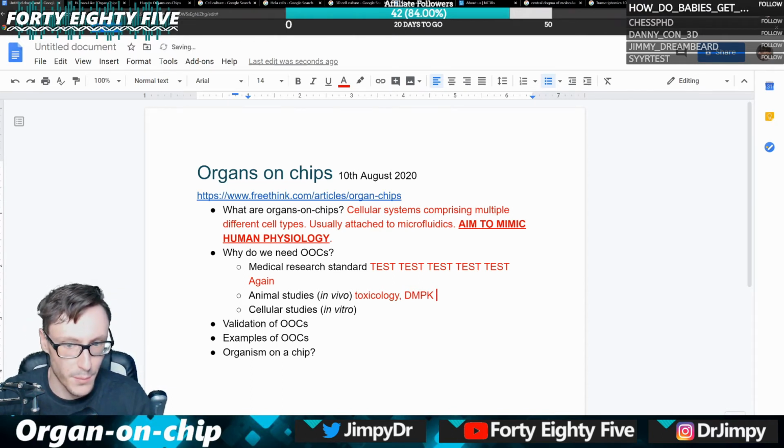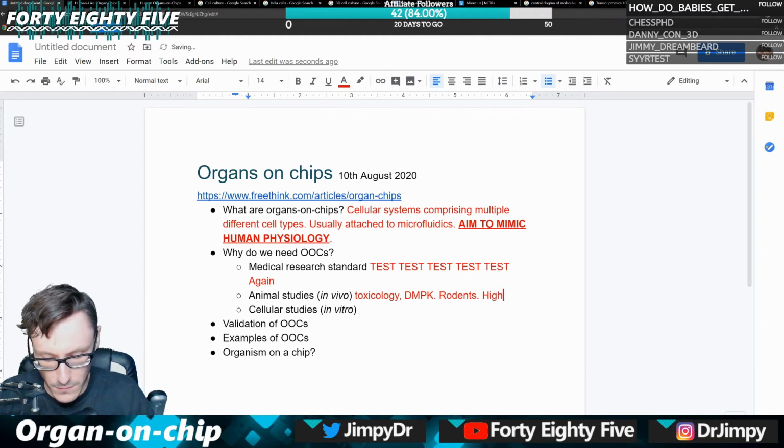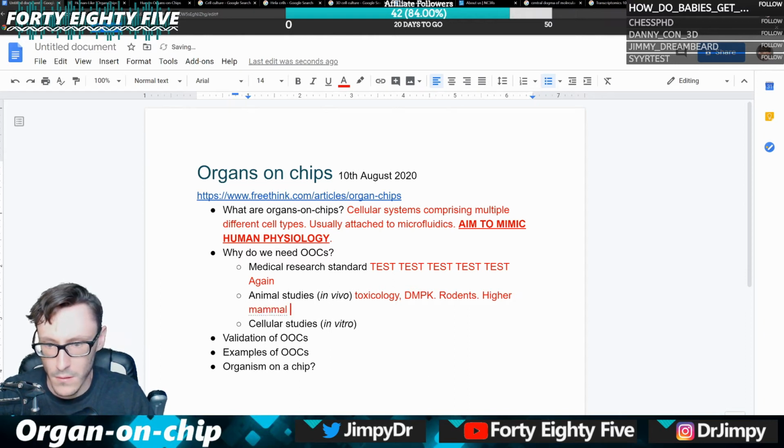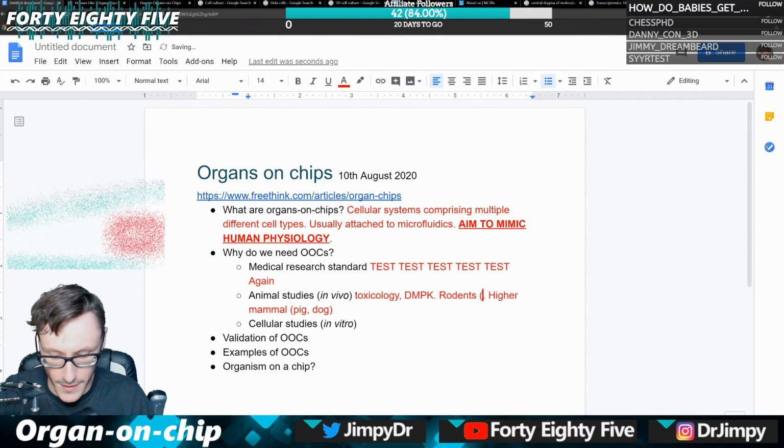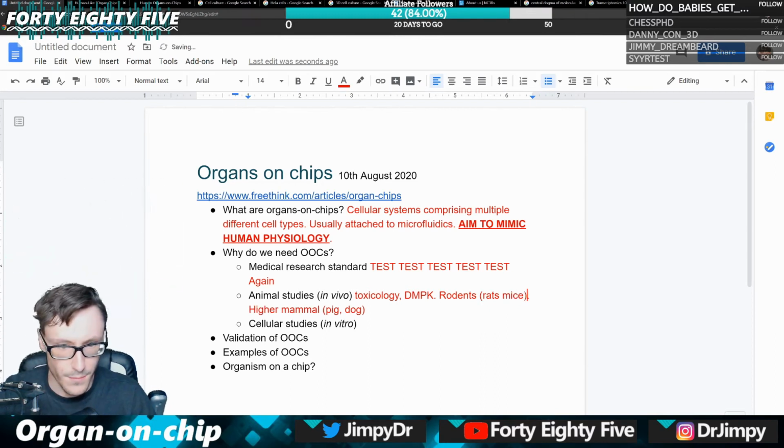And these are all done in animals, usually in rodents and then mammals, so higher mammals. So rodents and then a higher mammal. Usually the higher mammal could be a pig, or it could be a dog. Usually the rodents are rats and mice, as you probably would expect. And all of this is to predict human toxicity and human efficacy, right? And so the cellular studies do the same.